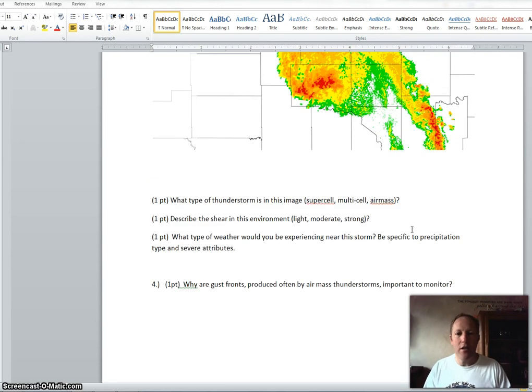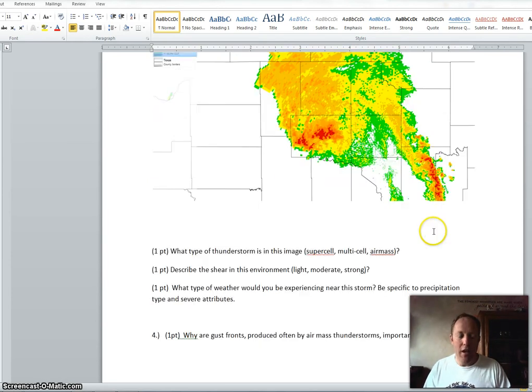That's a look at thunderstorms and the assignment for this week. Have fun with that one.